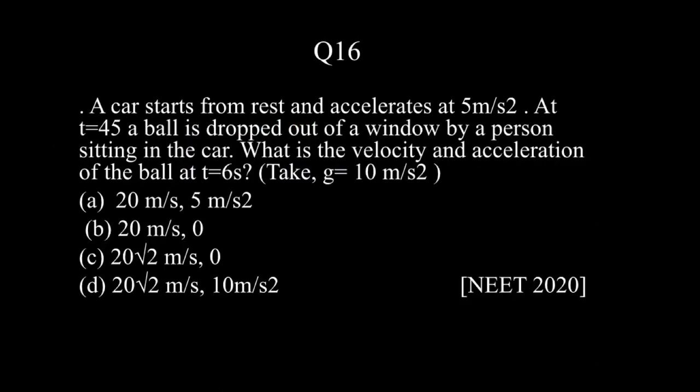A car starts from rest and accelerates at 5 meter per second square. At t is equal to 4 seconds, a ball is dropped out from a window by a person sitting in the car. What is the velocity and acceleration of the ball at t is equal to 6 seconds?